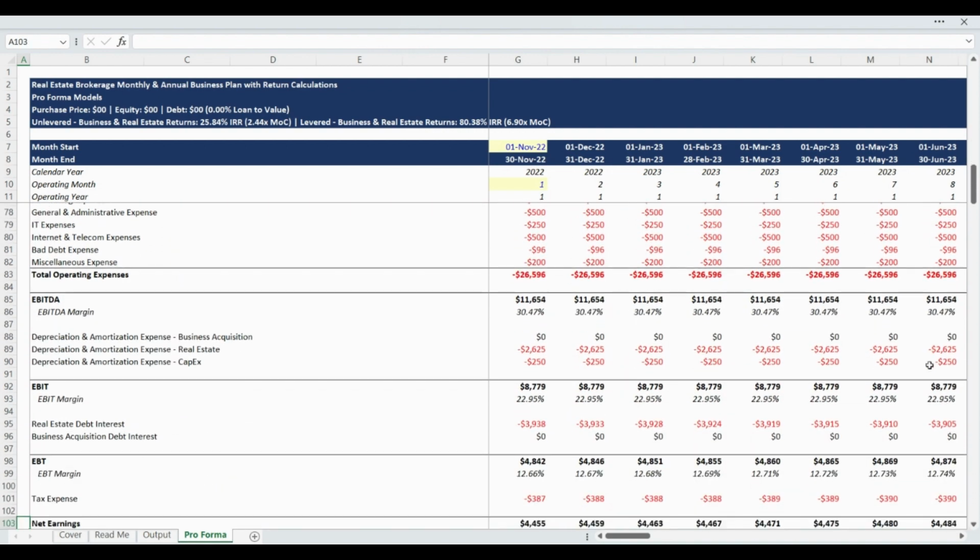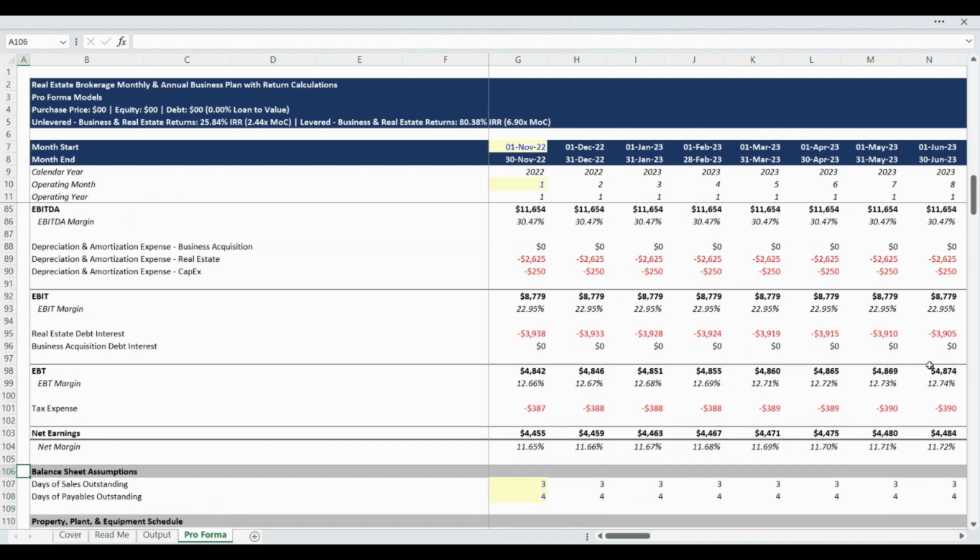Total operating expenses are consolidated and then deducted from gross profit to generate the monthly earnings before interest, taxes, depreciation, and amortization. The monthly earnings before interest, taxes, depreciation, and amortization is complemented by a calculation of the monthly earnings before interest, taxes, depreciation, and amortization margin. The earnings before interest, taxes, depreciation, and amortization is followed by depreciation and amortization deductions.